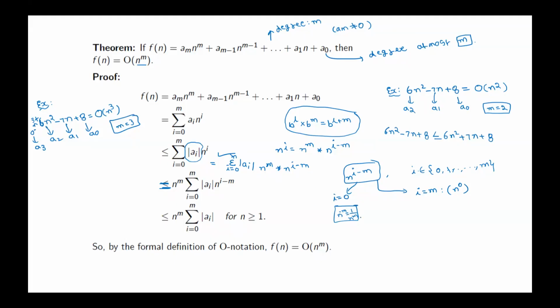Is 1 by n power m less than 1 or not? Yes, sir. All n and m are positive, no? So this is 1. That means the maximum value of n power i minus m is 1.